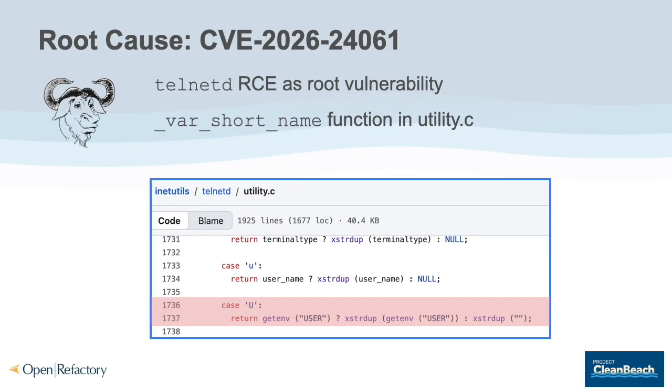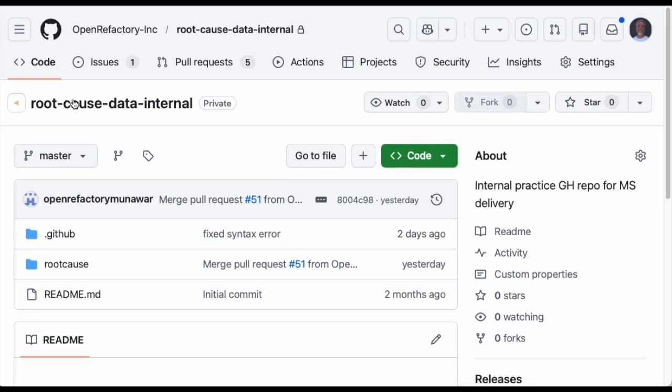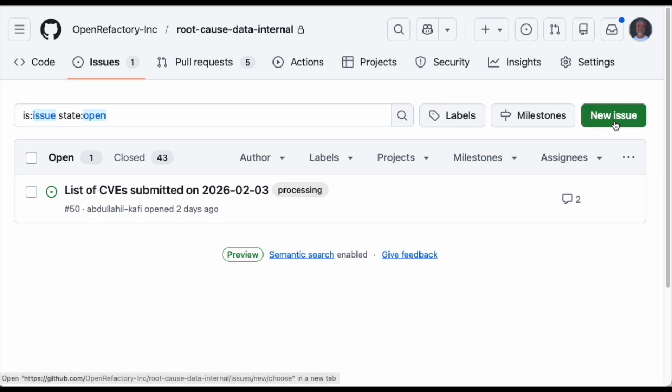Now let's see how the Open Refactory root cause service handles this CVE. For this CVE, we will send the CVE ID to the root cause service. We are expecting that the result will return the var shortname function as the root cause. The communication is done using a private GitHub repo.